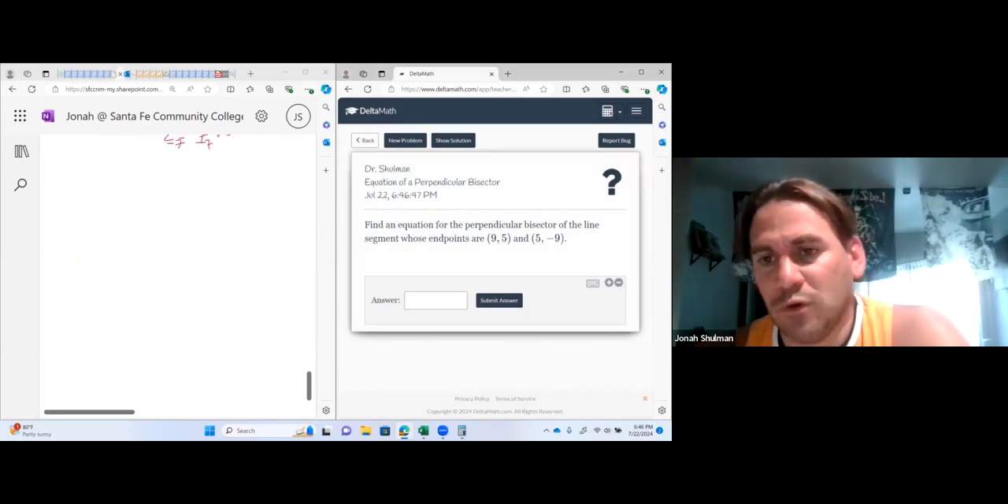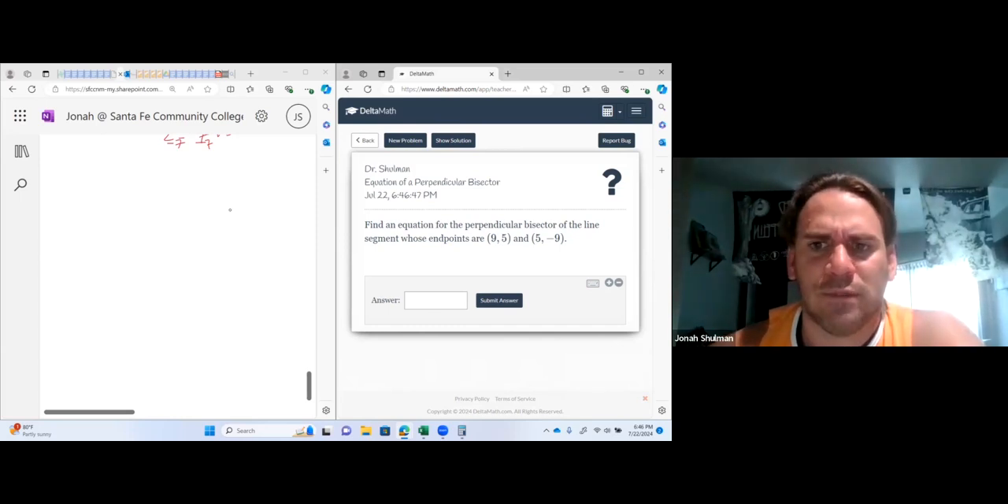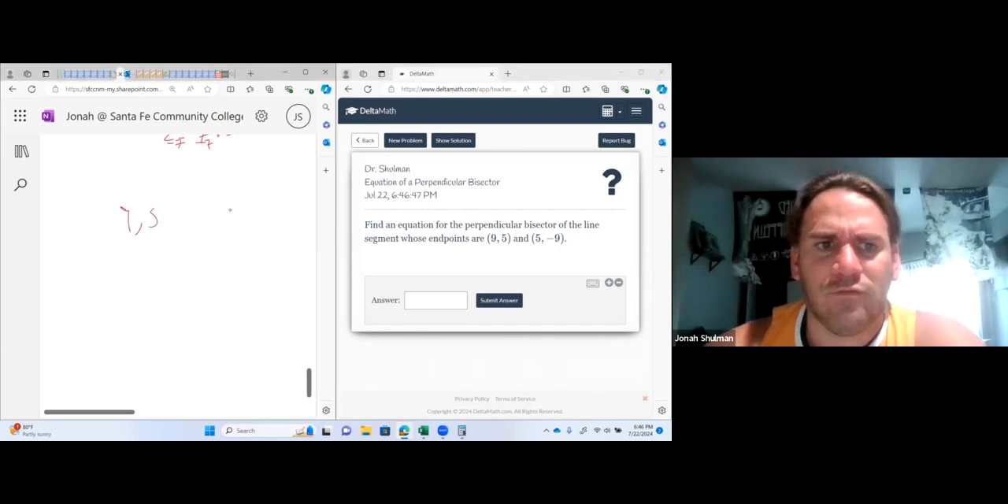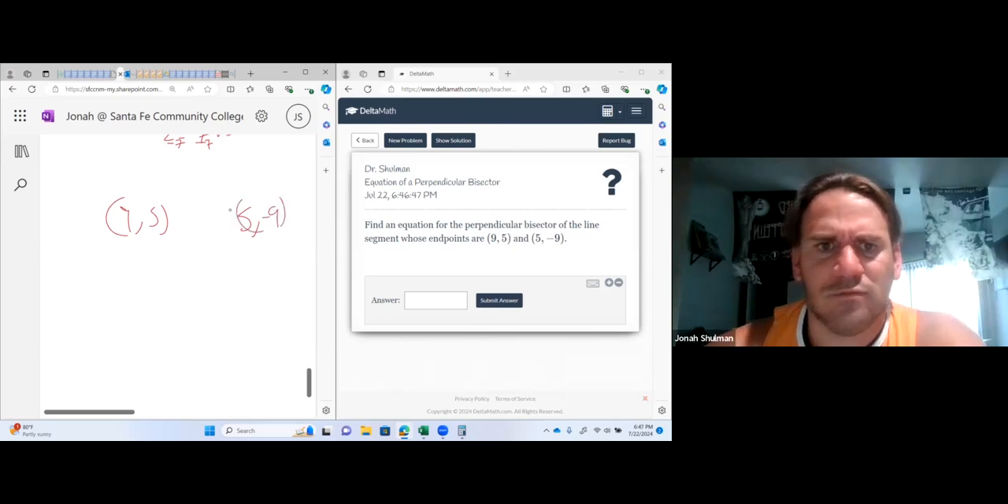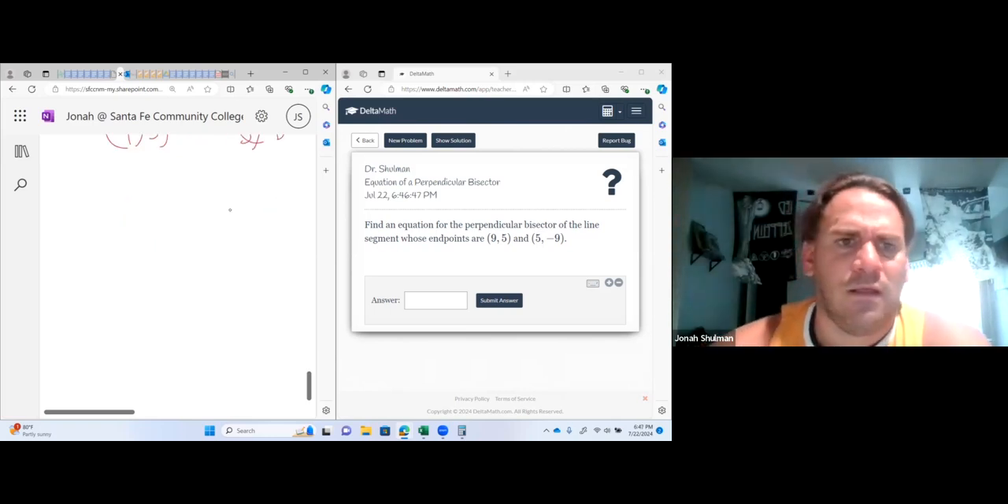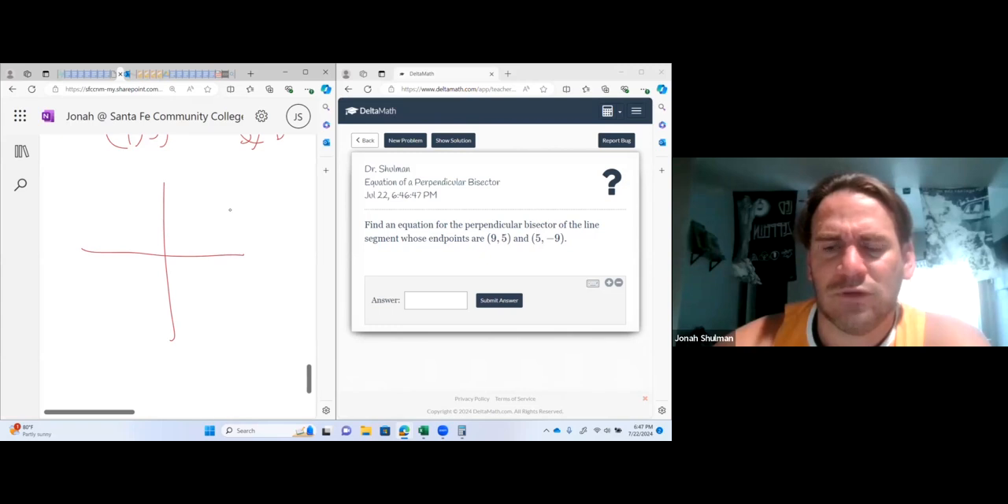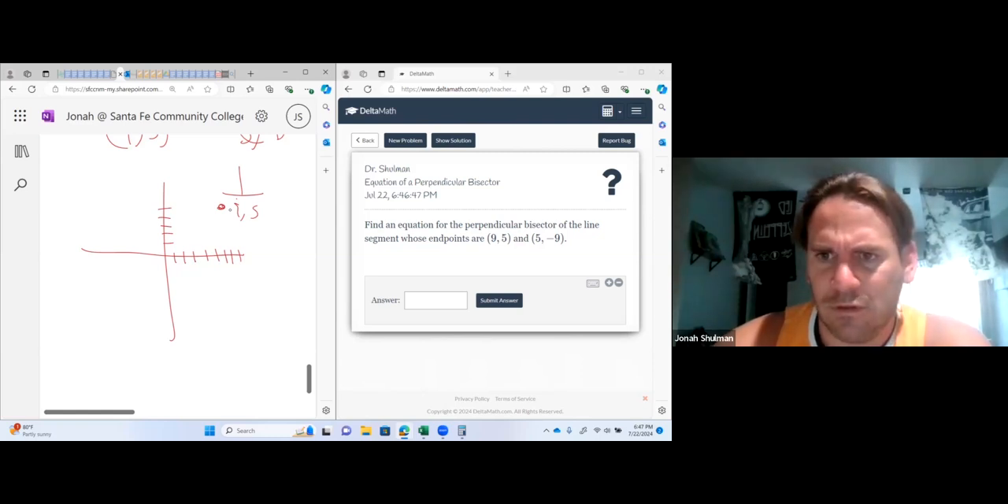Find the equation for a perpendicular bisector of the line segment. So we know this is 9, 5, and we know this is 5, negative 9. Without the graphs, these are crappy. So it has to make a right angle and cut it into 2 equal parts. So we have the point 9, 5. We have the point 5, negative 9.